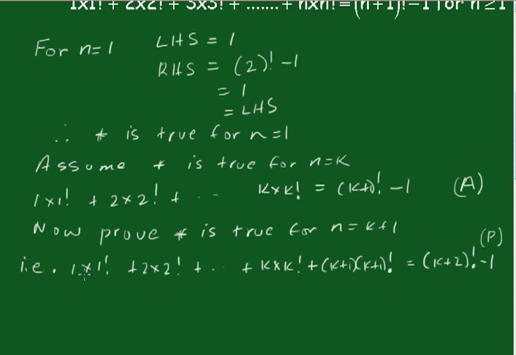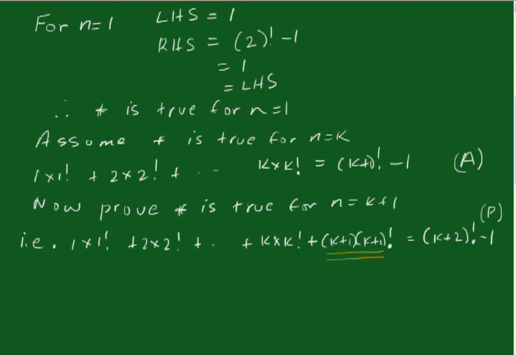Now you'll notice on this side, this is virtually the same as the assumption statement, except for this one term. I'll just underline that. So that's the only thing different. So what I'm going to do, I'm going to add that term to both sides of the assumption statement, making the left-hand sides the same. Alright, let's have a look at this. So I'll add (k plus 1) times (k plus 1) factorial to both sides of A.